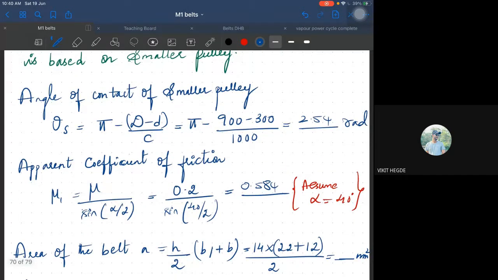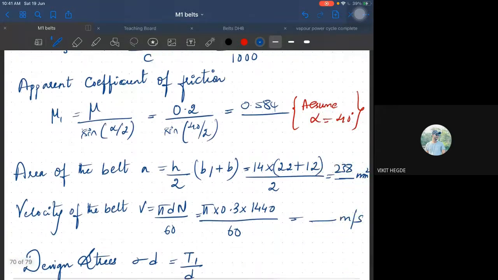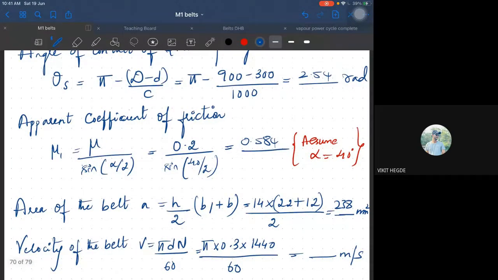Now you calculate theta s. If you want to calculate theta s, you can calculate theta into mu, or else you can directly substitute in e to the power of mu into theta. I have already calculated the area of belt, it was 238 something mm square. Next step is velocity. You require velocity for the calculation. Substitute the things and calculate the velocity. Note it has to be on the smaller pulley. Don't take the larger pulley. Nothing much changes, a little bit changes. So always preferably take the smaller pulley in order to calculate the velocity.